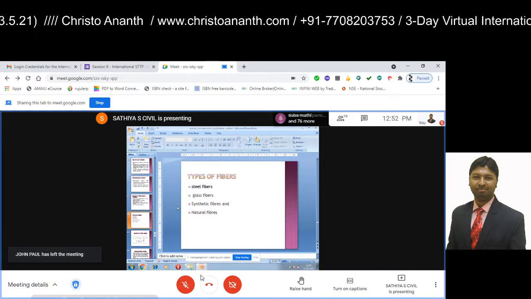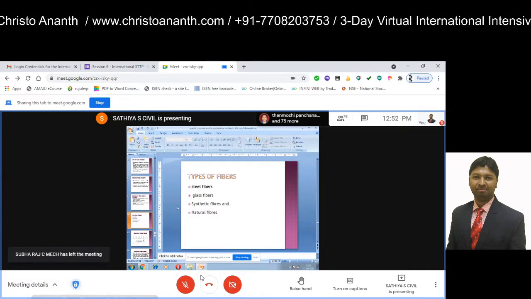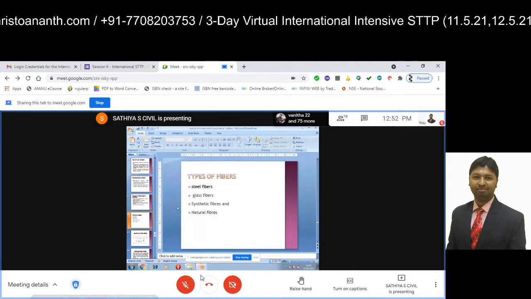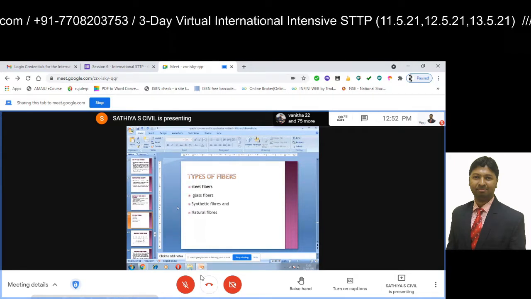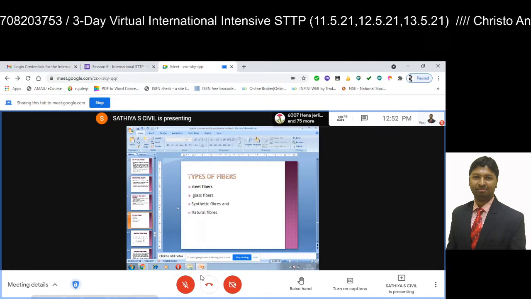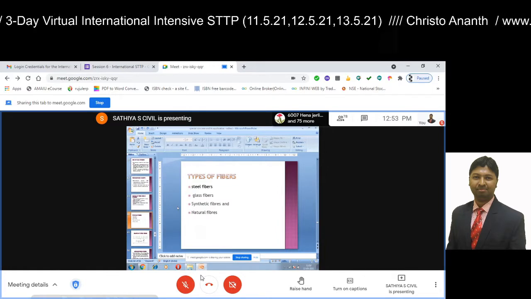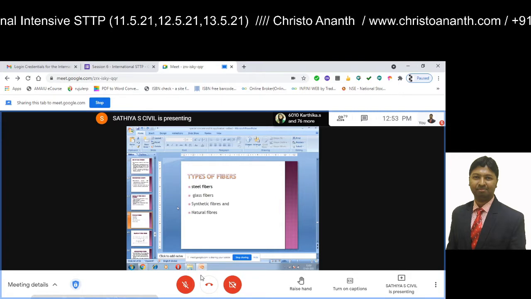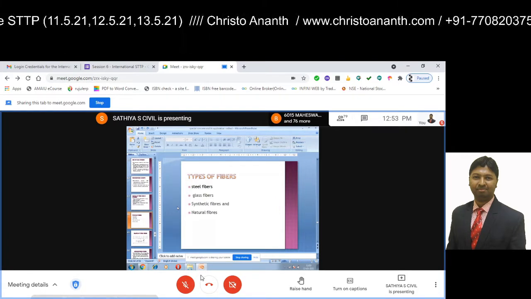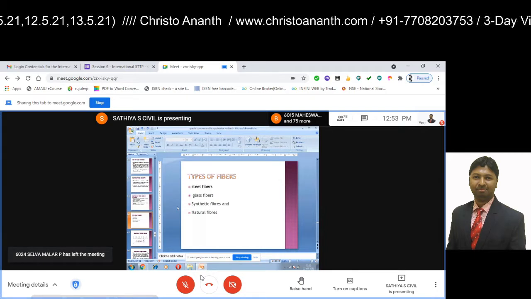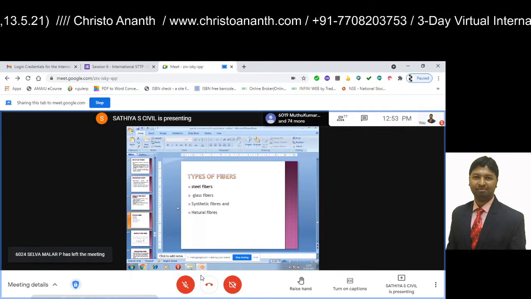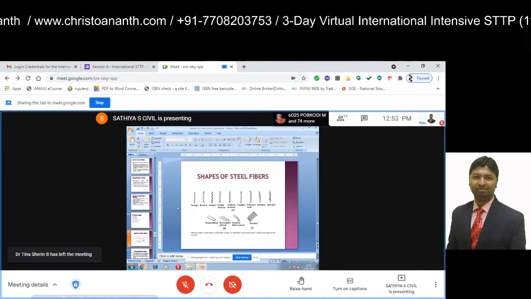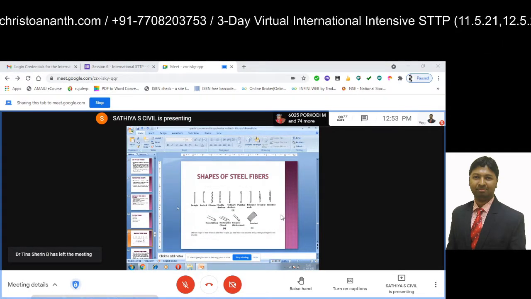The types of fibers we are using day to day in the construction industry are steel fibers, glass fibers, synthetic fibers and natural fibers. Among these, steel fiber is best suited. Natural fibers are also very good, but when compared, the durability property for the steel fiber is high, but it is very low for natural fibers because they will easily decompose or degrade. Then these are some of the shapes of steel fibers.